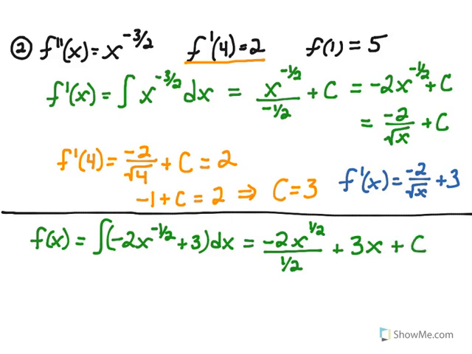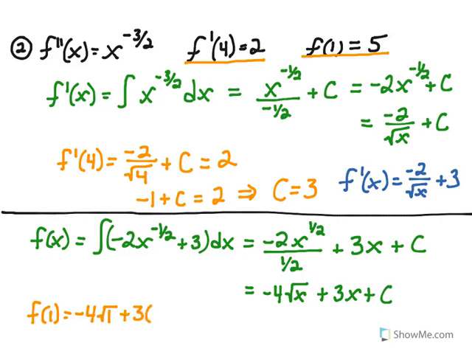And now I just need to clean that up a little bit. Negative 2 divided by 1/2 is the same as negative 2 times 2, so this is negative 4 square root of x plus 3x plus c. Now if I use my other initial condition, f of 1 was equal to 5, I'm going to come up with this. f of 1 is equal to negative 4 square root 1 plus 3 times 1 plus c, and that's equal to 5. Sorry, I wrote an extra equal sign in there. Let me fix that.